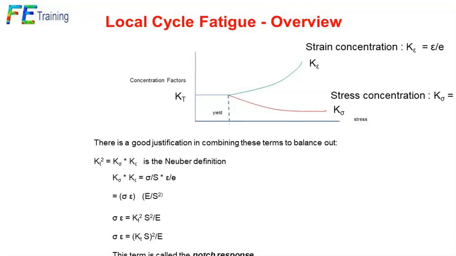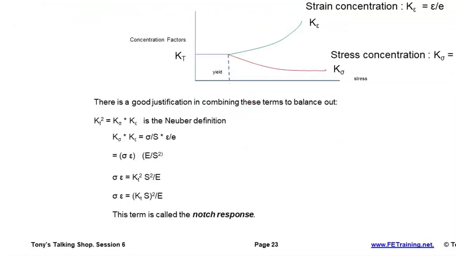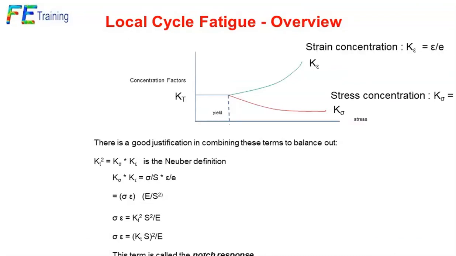Above yield, an interesting thing happens. The strain concentration accelerates like crazy. You get a rapid increase in strain. It's almost like chewing gum. The strain starts to grow, and our stress actually drops off. It drops because we're work hardening and we get that reduction in stress. So one goes up, one goes down. So what Neuber said is let's multiply the two together and we get this term KT squared. Below yield it's just KT. Take the square root of it, we're back to KT. Now we're getting the two effects combined.